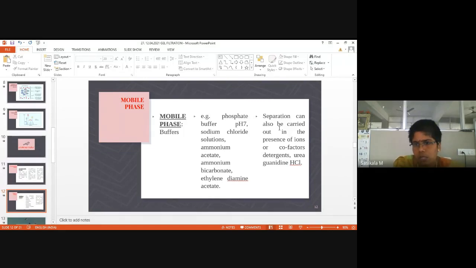And separation can also be carried out in the presence of ions or cofactors, for example detergents, urea, guanidine hydrochloride, like cofactors and ions. Along with that, gels can be used and macromolecules can be separated out.